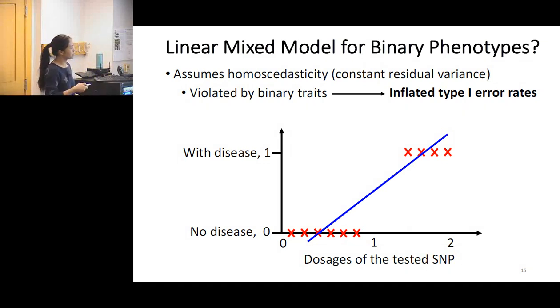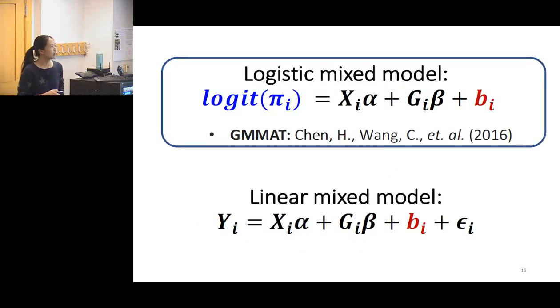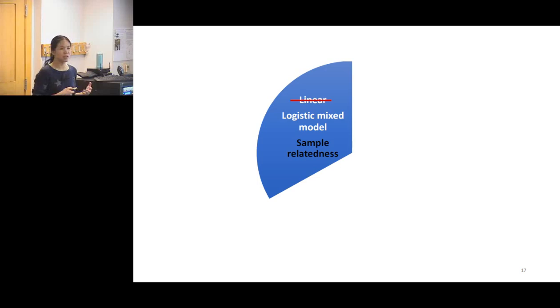As we can see, if you fit a regression line here, you probably have some problem. Back in 2016, Shi-Hong Lin's group from Harvard proposed this logistic mixed model. As you can see here, we use the logistic transformation for the probability for each sample of being a case, and we have the random effect here, just like a linear model. So we decided to use the logistic mixed model for the binary phenotypes.